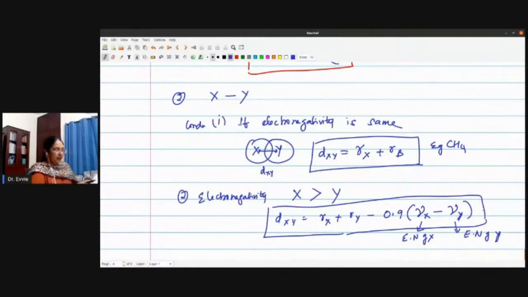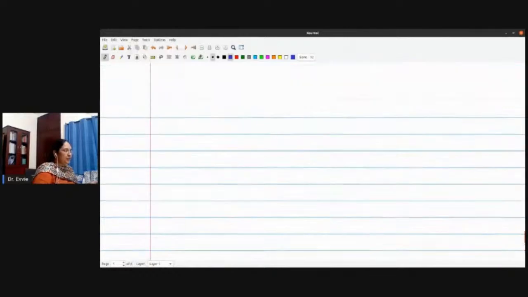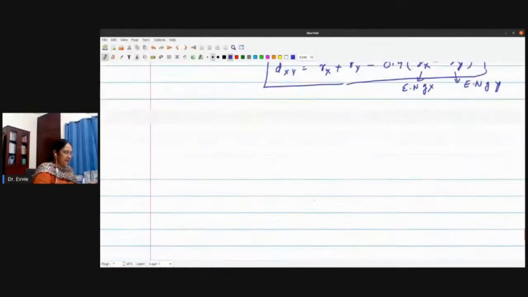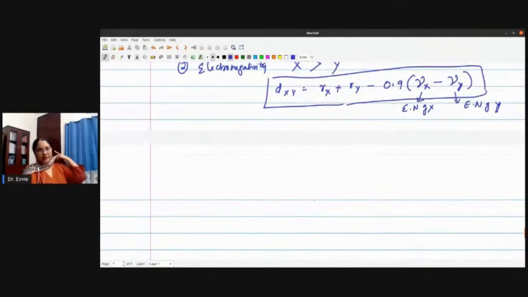Now, the last, sorry, these two are the two conditions. Now coming to the covalent radius. We'll finish a little bit and then I'll ask some questions to them.